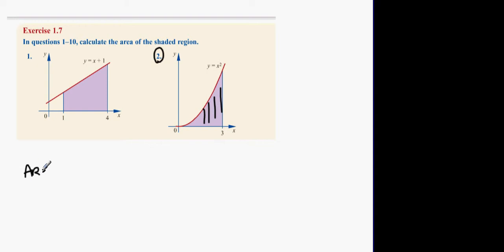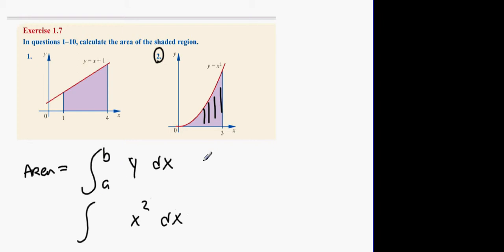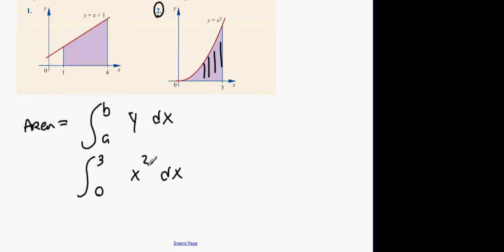So the area is going to be the integral from a to b of the function, or y, dx. In this case, y equals x squared. It's x squared dx. What are my two limits? 3 and 0. So suddenly the question becomes this. How do I integrate this?